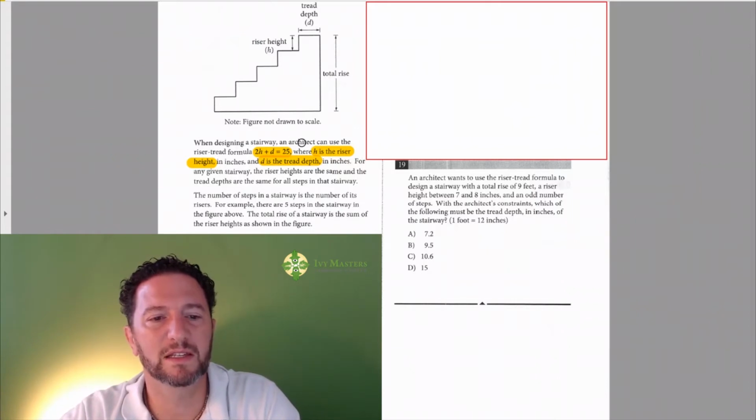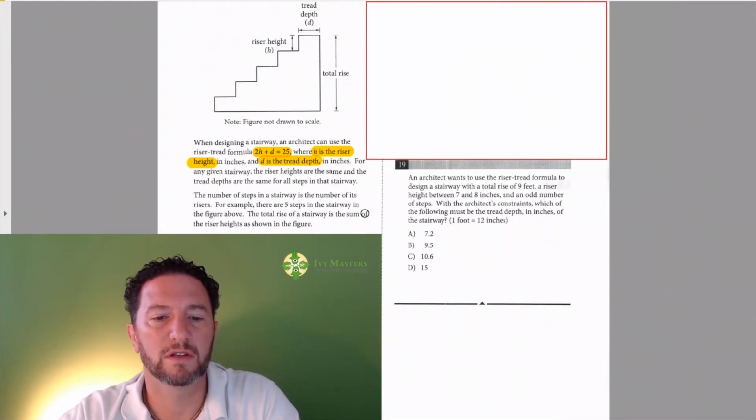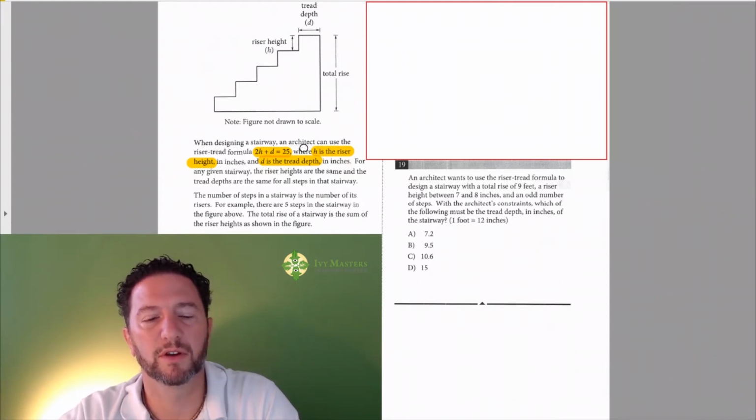When designing a stairway, an architect can use a riser tread formula: 2h plus d equals 25, where h is the riser height in inches and d is the tread depth in inches. For any given stairway, the riser heights and the tread depths are the same for all the steps in the stairway. The number of steps in the stairway is the number of its risers. For example, there are 5 steps in the stairway in the figure above. The total rise of the stairway is the sum of the riser heights as shown in the figure.